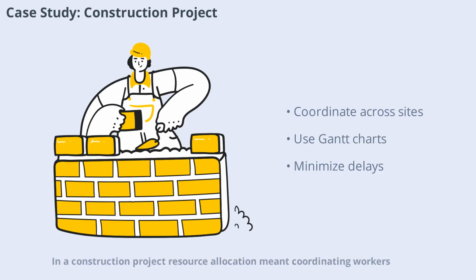In a construction project, resource allocation meant coordinating workers, equipment, and materials across multiple sites. The project manager used Gantt charts and regular site meetings to ensure resources were where they were needed most. This approach minimized delays and kept the project on budget.